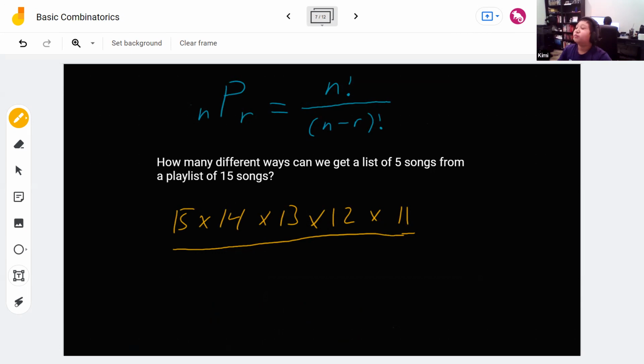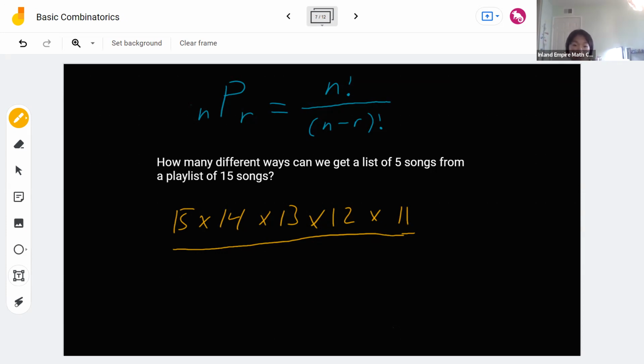So when we're picking the first song to add to our list, out of the 15 songs we have 15 choices. And then once we pick one of them, we can't pick that same song again. So now we move on and pick out of the 14 songs remaining, and then the 13 songs remaining, and the 12 songs remaining, and then the 11 songs remaining. And we stop here at 11 because that's where we get our 5 songs. You have 1, 2, 3, 4, 5 choices.